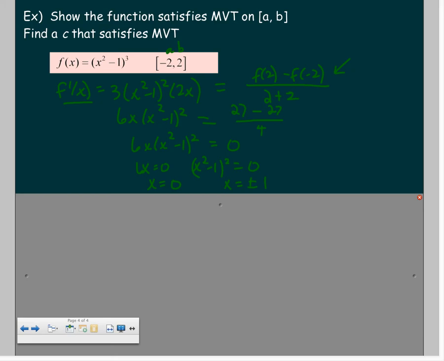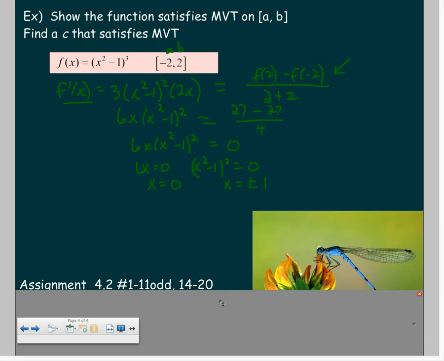So take a minute. Do you see that I used the mean value theorem? I set the instantaneous rate of change equal to the average rate of change. That's what I did to show that the mean value theorem was satisfied. Then I figured out the c. C is just an x value where that actually happened. When I get back, I'd also like to show you a graph of the mean value theorem so you can kind of see what it is that's going on.